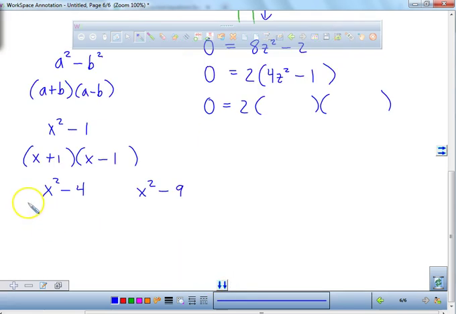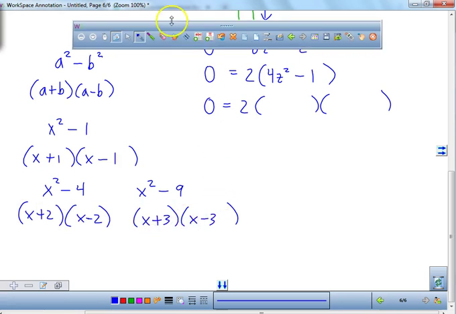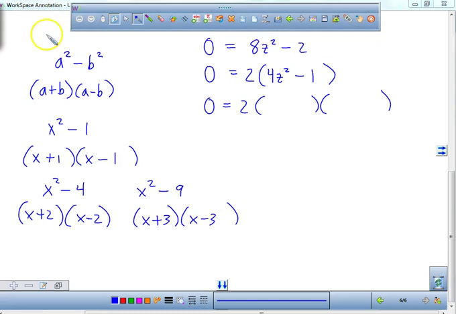We'll stop with these examples. Hopefully you'll see a pattern. They're very easy to recognize. That's going to be x plus 2 and x minus 2. This would be x plus 3 and x minus 3. Those are all examples of, what did I say they were?